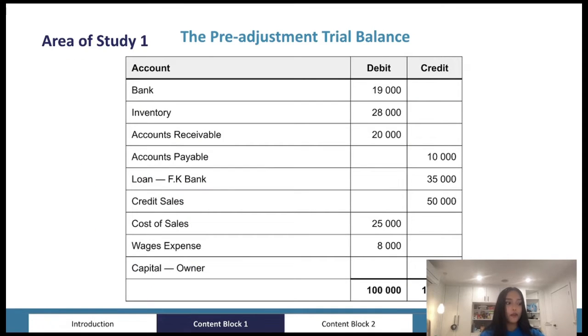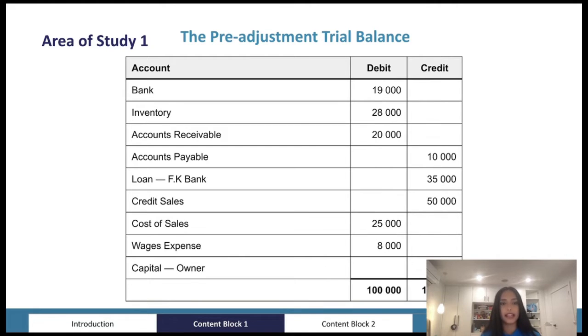So here's an example of what a completed pre-adjustment trial balance looks like. You can see 3 columns: account, debit, and credit. In the account column is a list of the names of every single account from the general ledger of the business. So every single general ledger account that the business has is included in that list under account.